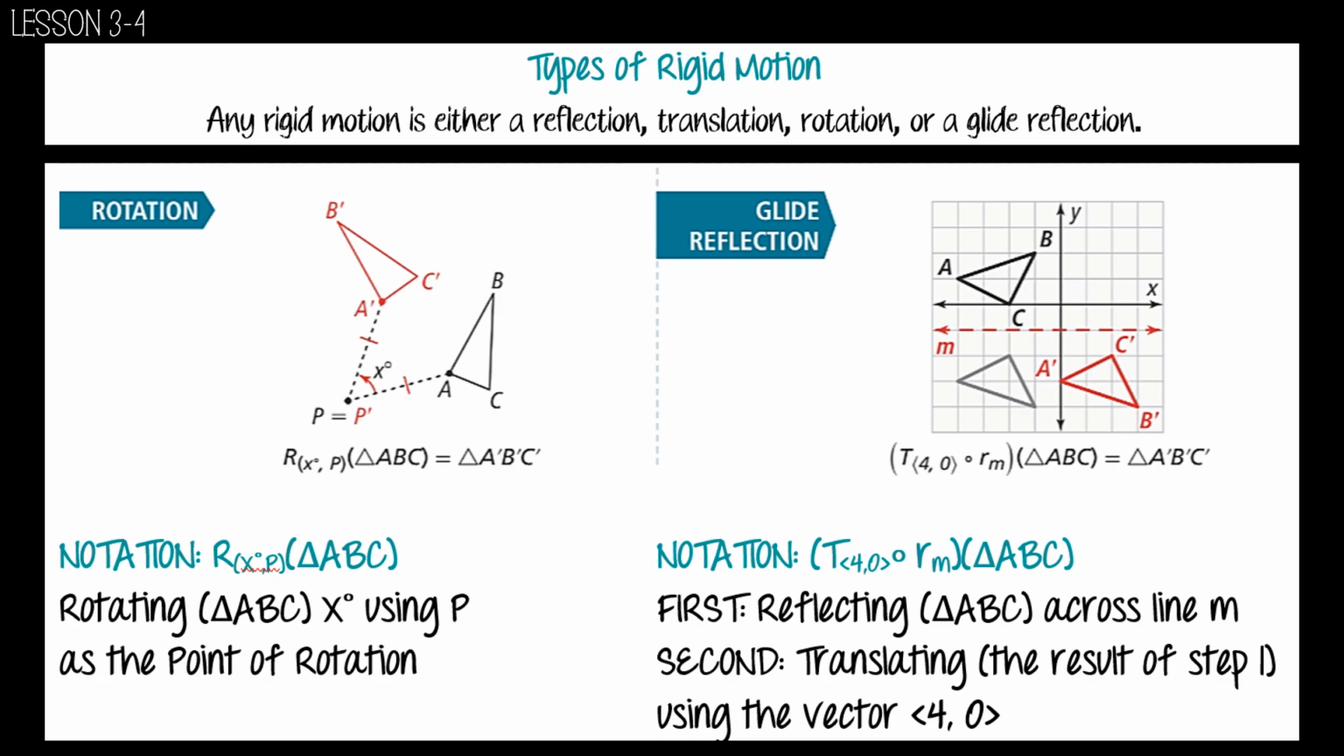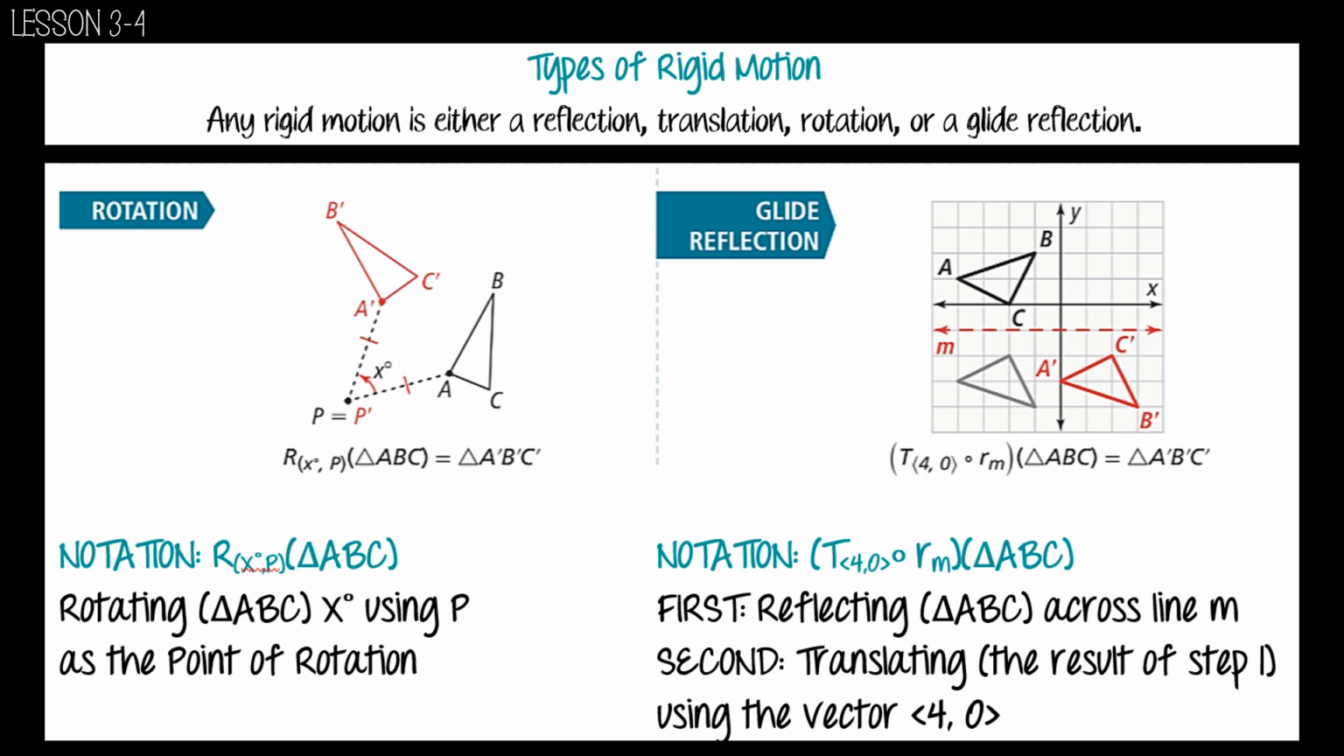Here is a rotation. So this is capital R. Now we do have a subscript here as well because we have the angle of rotation and the point, the center of rotation. So we're rotating triangle ABC so many degrees using P as the point of rotation. I'm assuming by the diagram it's always going to be counterclockwise unless they tell us it's clockwise.